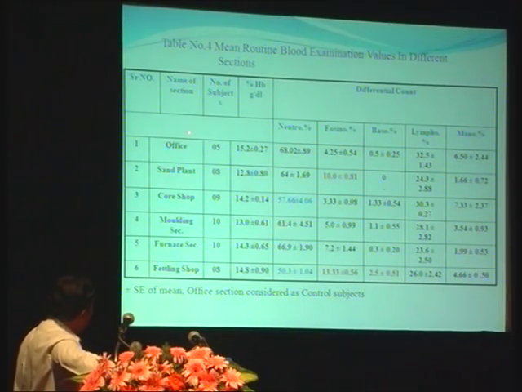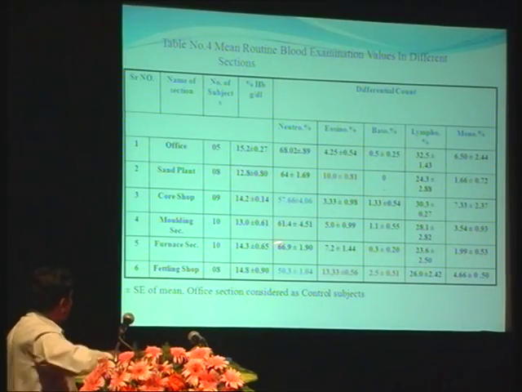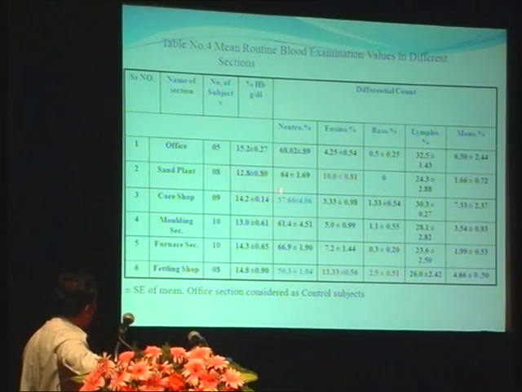These are the 5 sections, starting with the sand plant up to the pelting section. This one is obvious, these are the control values. Here, it shows the significant result. If you observe the neutrophil percent, in the fettling shop it is decreased as compared to the control, as well as in the core shop, it is also decreased.